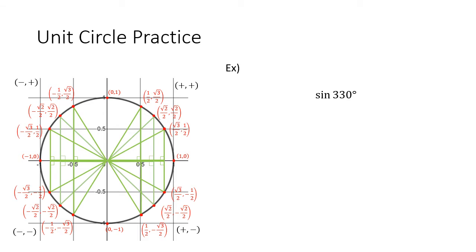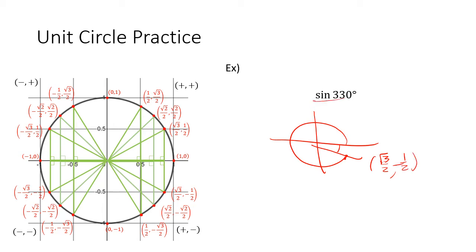Sine of 330 degrees. Okay, so 330 degrees would go all the way, we'd be in quadrant 4. We'd have a 30-degree angle there because that would make 360. So the coordinates here are going to be those same coordinates, root 3 over 2 and 1/2, except the 1/2 is going to be negative, and I'm asking for the y value, so this would be just negative 1/2.